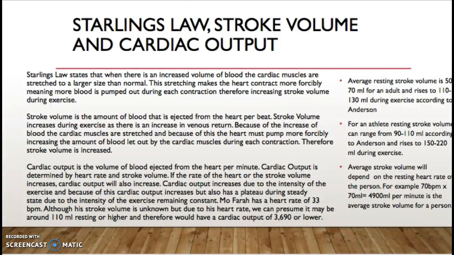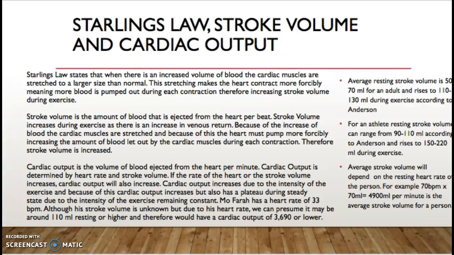Stroke volume increases during exercise as there is an increase in venous return. Because of the increase of blood, the cardiac muscles are stretched, and because of this, the heart must pump more forcibly, increasing the amount of blood let out by the cardiac muscles during each contraction. Therefore, stroke volume is increased.